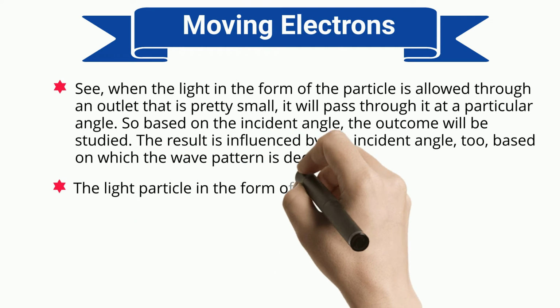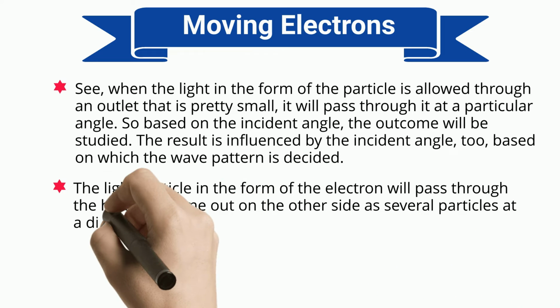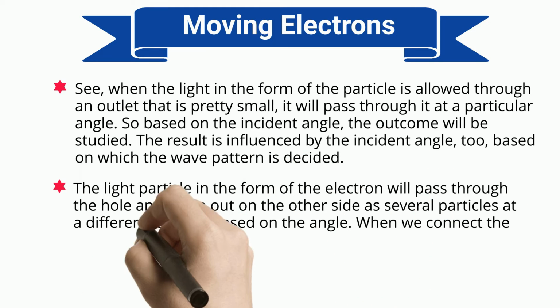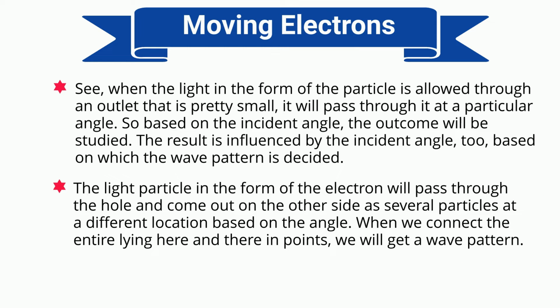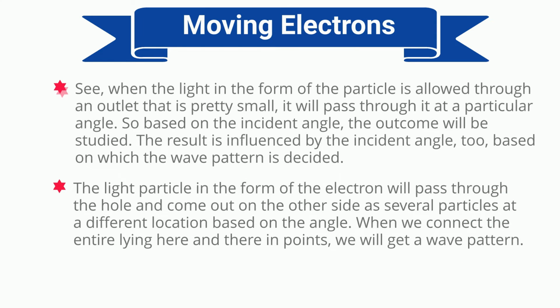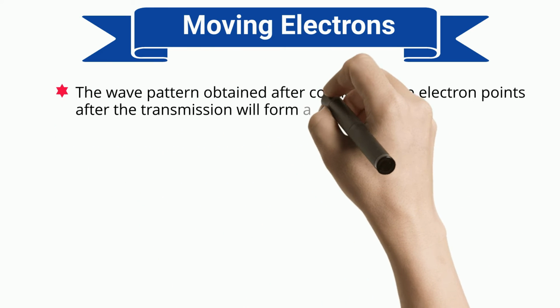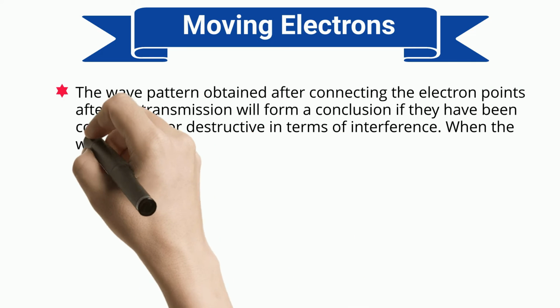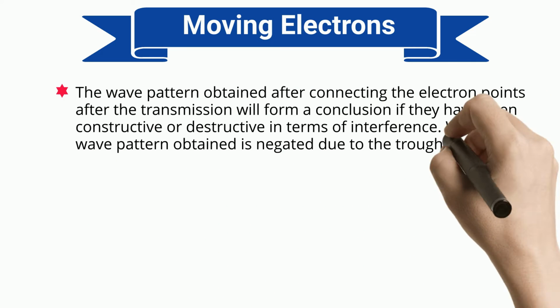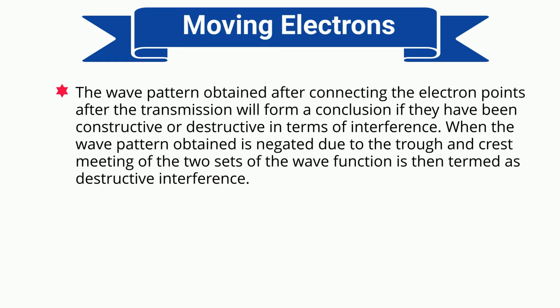The light particle in the form of the electron will pass through the hole and come out on the other side as several particles at a different location based on the angle. When we connect the entire line here and their endpoints, we will get a wave pattern. The wave pattern obtained after connecting the electron points after the transmission will form a conclusion if they have been constructive or destructive in terms of interference. When the wave pattern obtained is negated due to the trough and crest meeting of the two sets of the wave function, it is then termed as destructive interference.